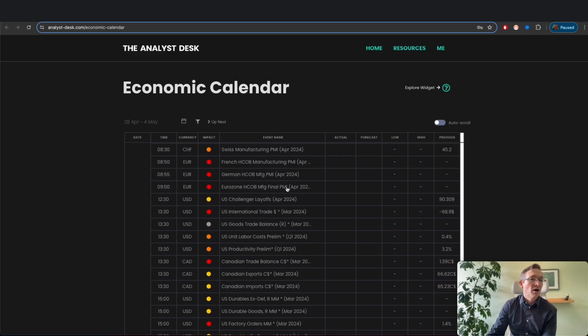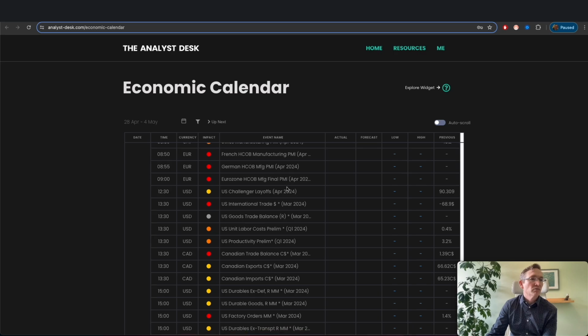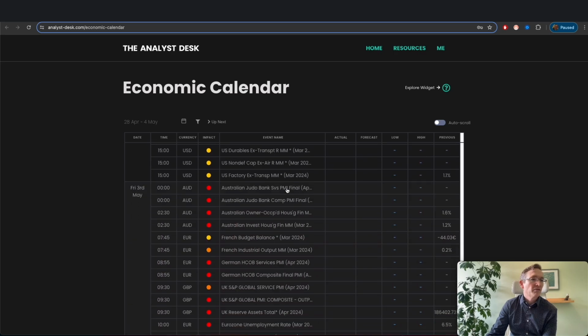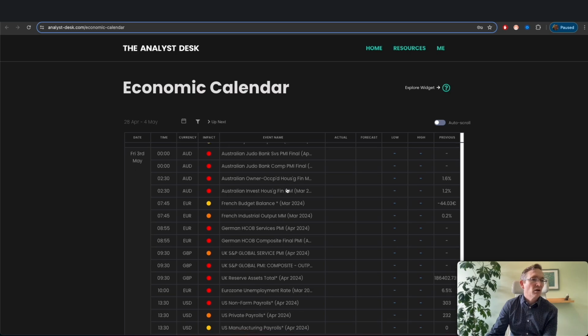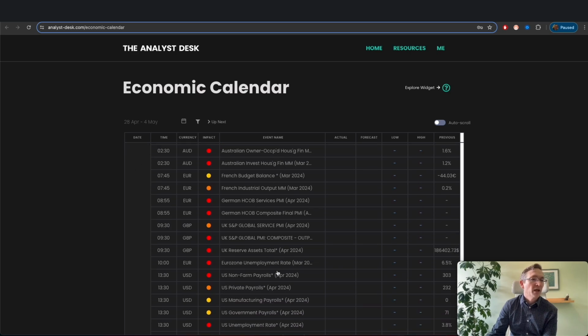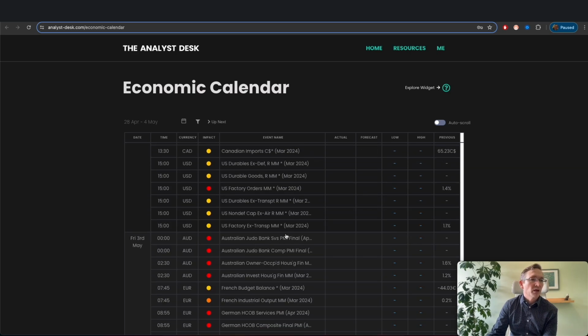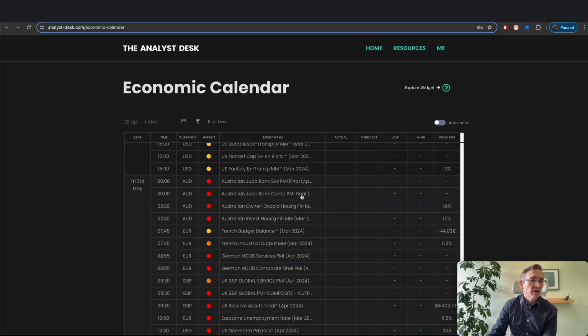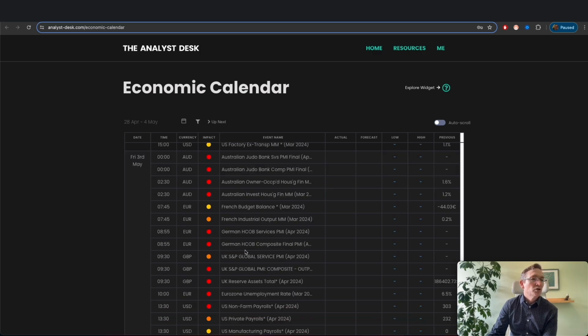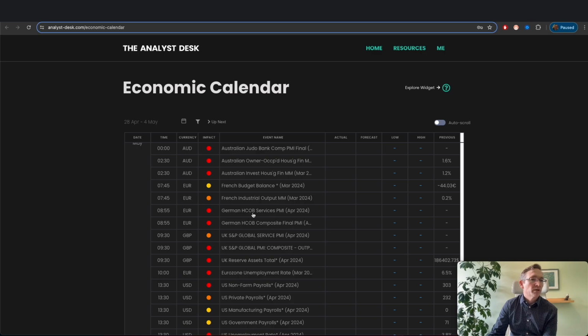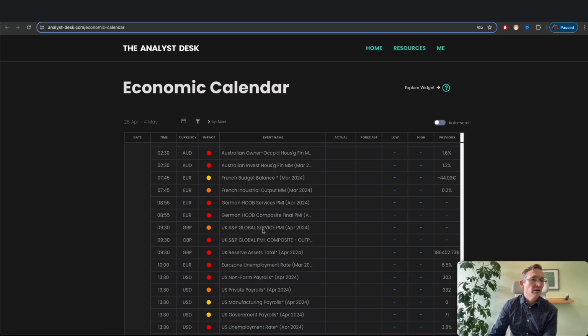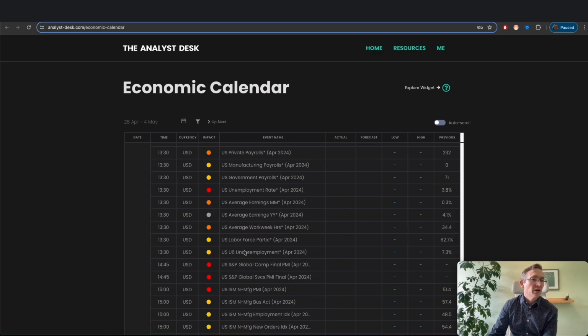Got some final PMI prints, that's not really of any interest. Friday is more interesting. Obviously got the non-farm payroll data and got the Aussie PMI final reading, so that shouldn't move markets much. German PMI composite readings, final readings, not really of any interest. It is the NFP and obviously the ISM data for services coming up at 3. So 2 big events coming up on Friday, and this will be viewed in light of the latest Fed decision.